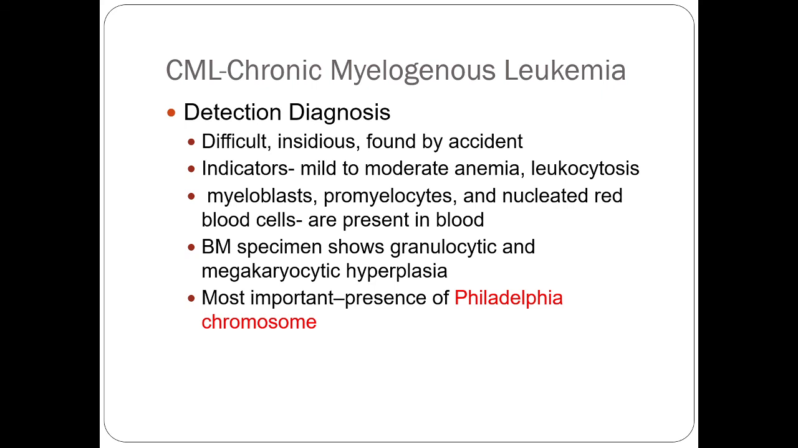Indicators mild to moderate anemia, leukocytosis, myeloblast, promyelocytes, and nucleated red cells seen in the blood. Bone marrow specimen shows the granulocytic and megakaryocytic hyperplasia. And most important, presence of the Philadelphia chromosome.